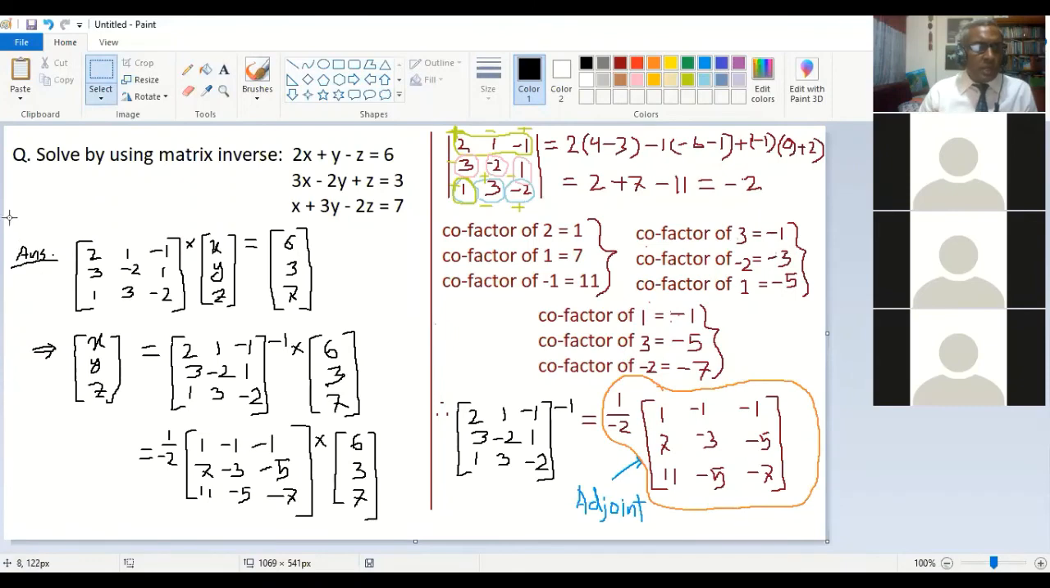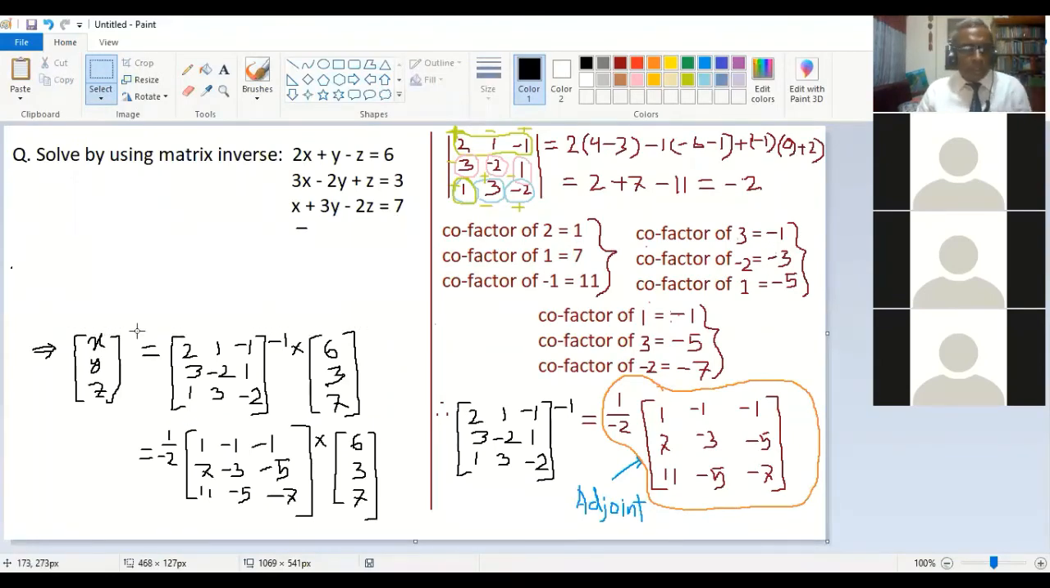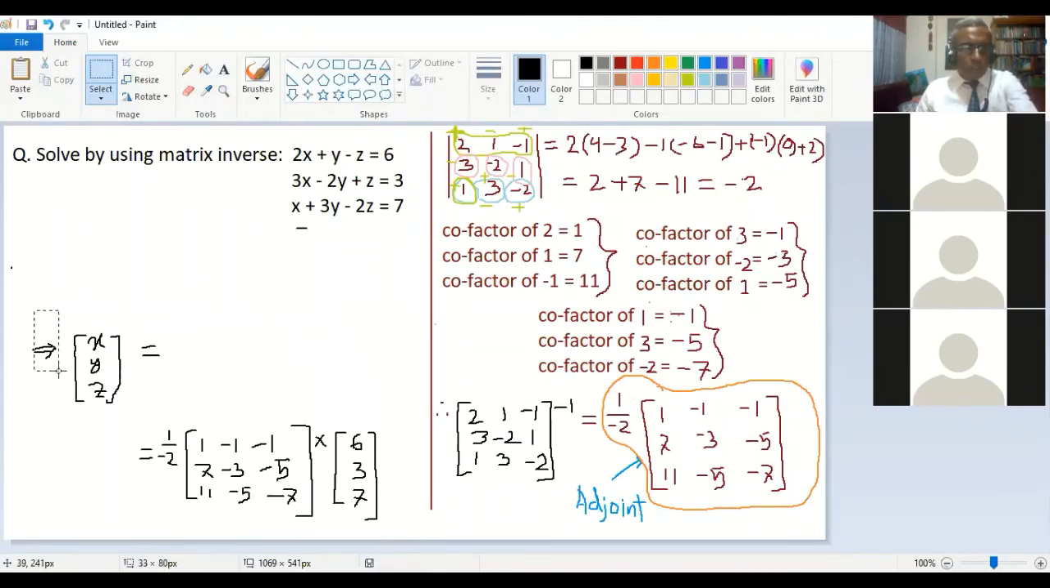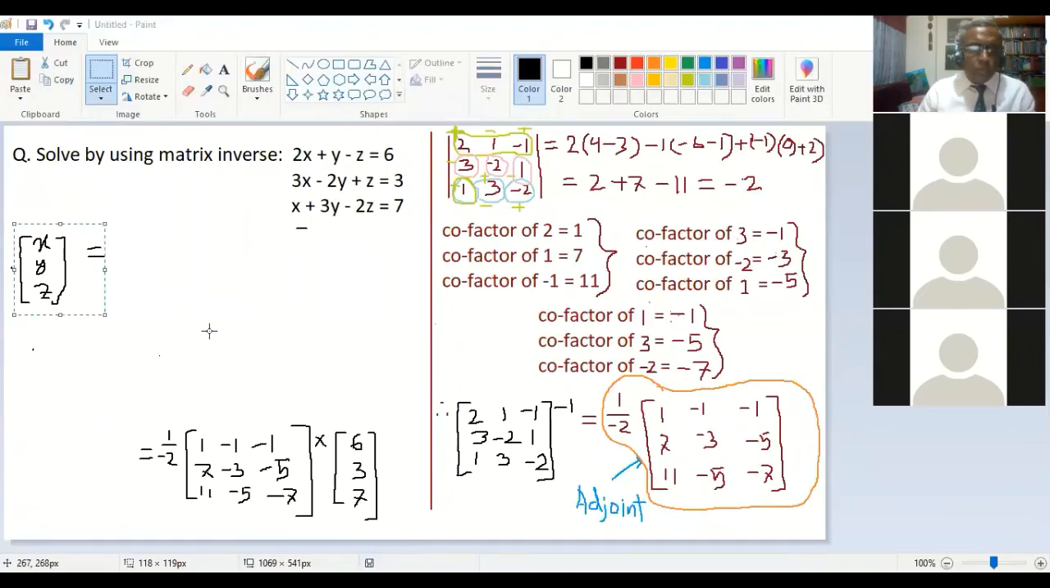Let me erase the upper portion so that we can do the calculation here. On the left side you have x, y, z, and on the right side you will do the calculation. So what is the calculation? 1 divided by -2, we are not doing anything with this, and then you do the calculation here. You will go from the left side and then come down.